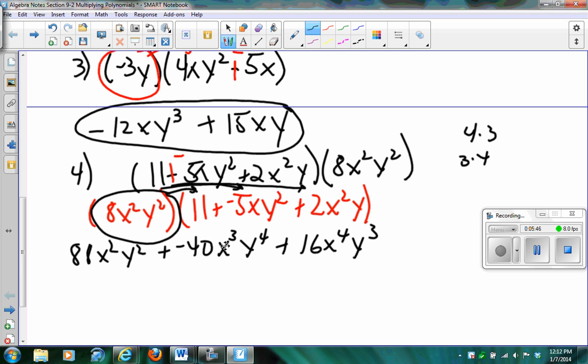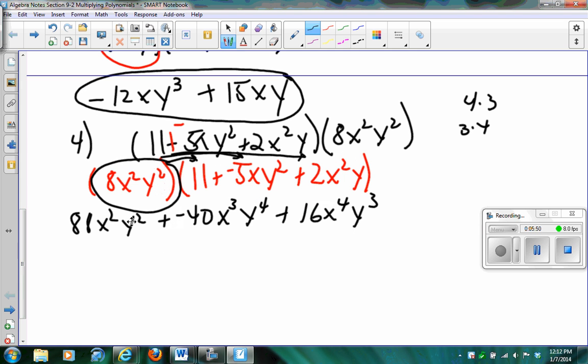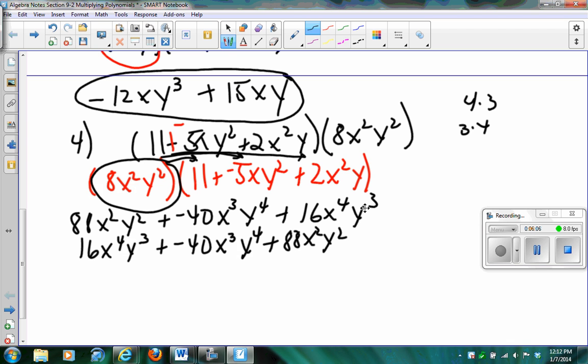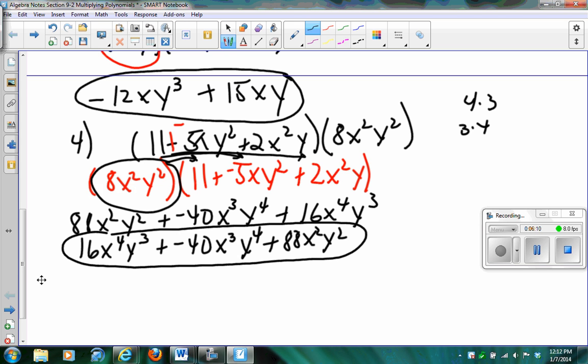If I look at my x terms, I do need to rearrange my final answer, and I need to have the x to the fourth term first, 16x to the fourth y to the third plus negative 40x to the third y to the fourth plus 88x squared y squared. And then this would be my final answer.